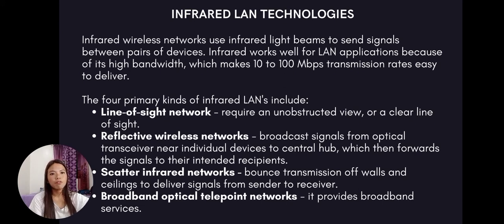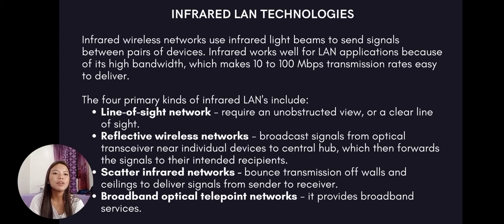The description of it is that it requires an unobstructed view or a clear line of sight. This type is a propagation that can transmit and receive data only where a transmit and receive station are in view of each other without any sort of obstacle between them, like FM radio, microwave, and satellite transmissions. Those are the examples of line of sight networks.